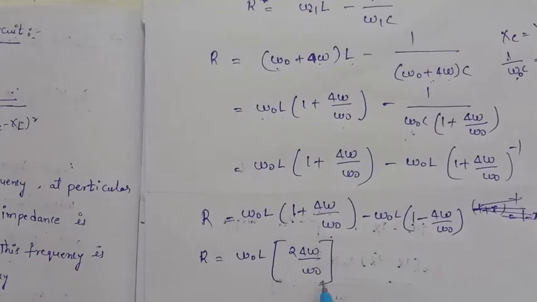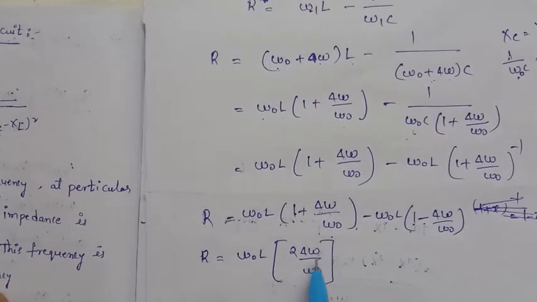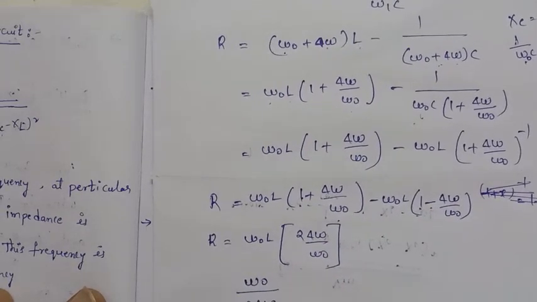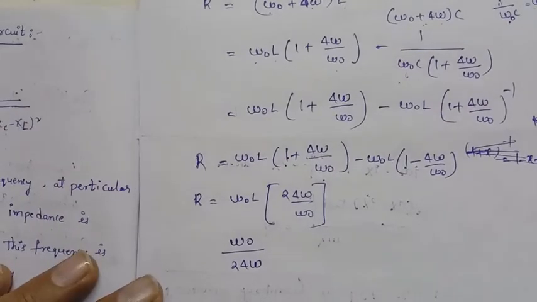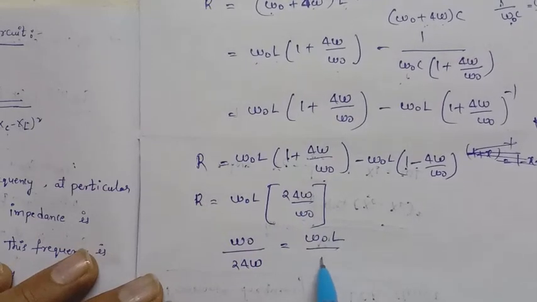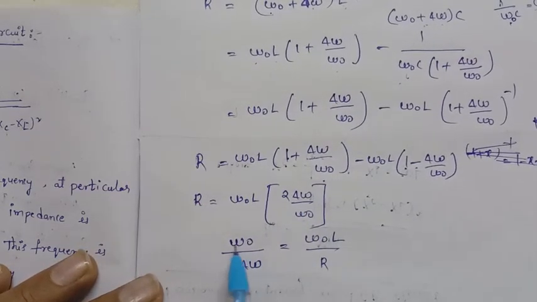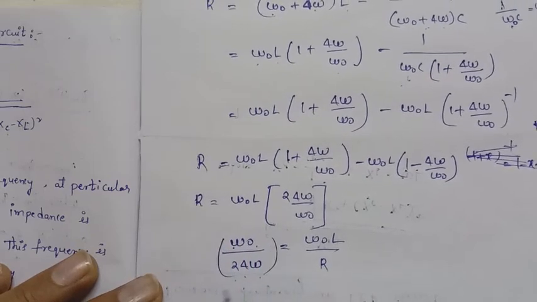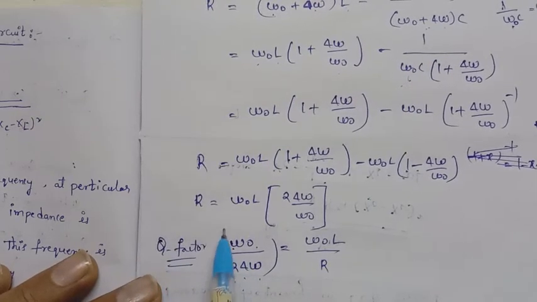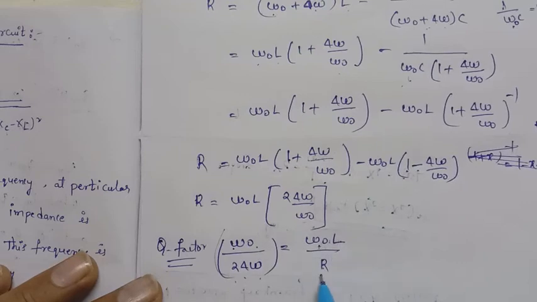So from this, omega naught by 2 delta omega is equal to omega naught L by R. So what is this expression? Omega naught by 2 delta omega is nothing but the quality factor. So we are deriving the expression for quality factor in terms of L and R.